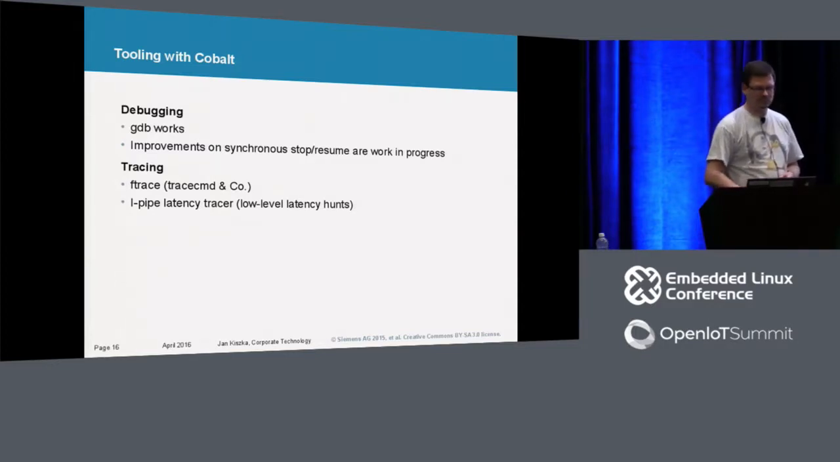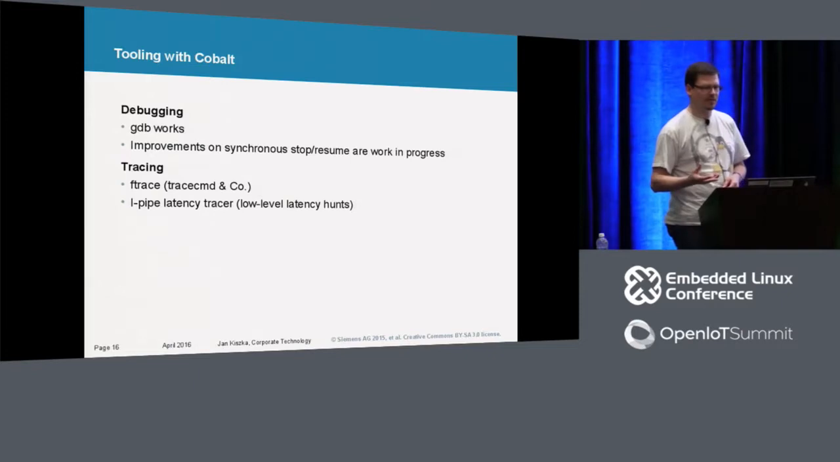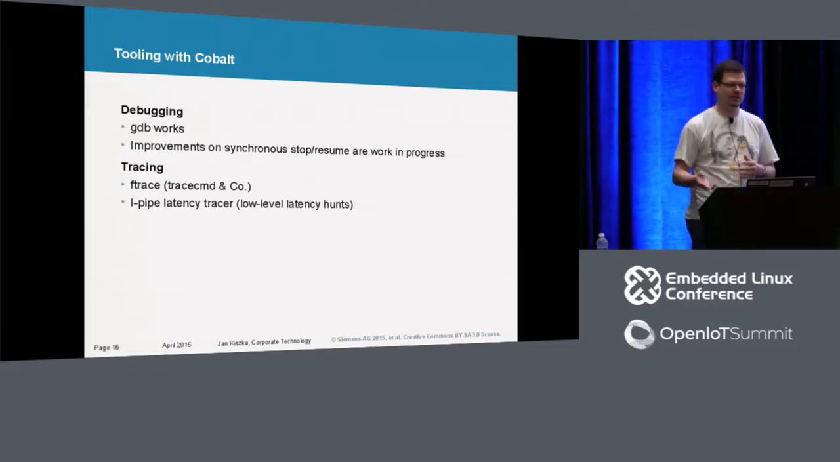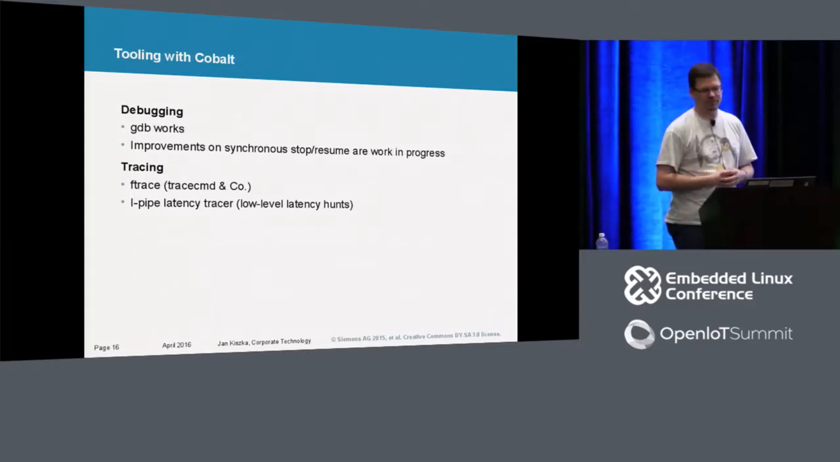What exactly is that tool? Basically it's a re-implementation of the function-level tracer. It uses the same mechanism, but it does a different visualization and different data collection because of this co-kernel architecture.